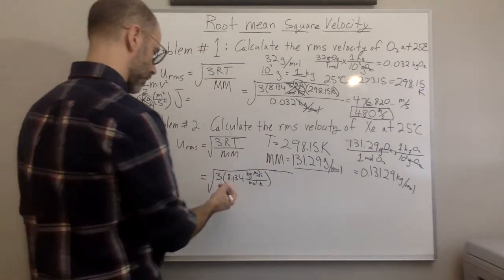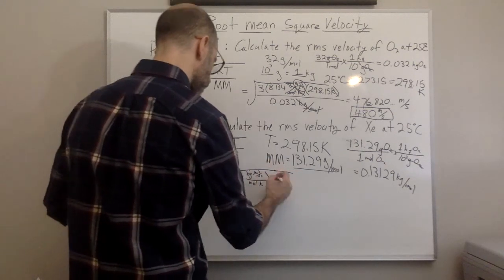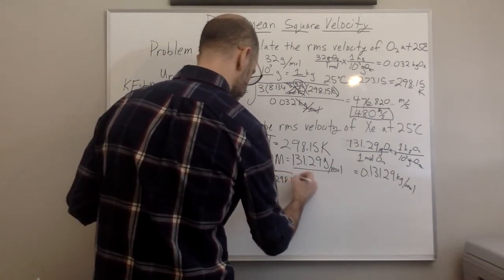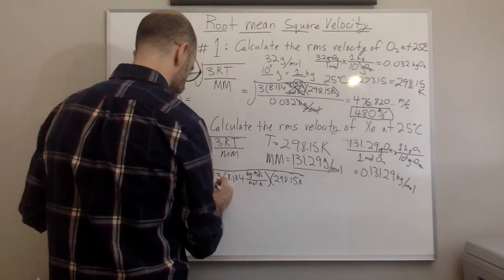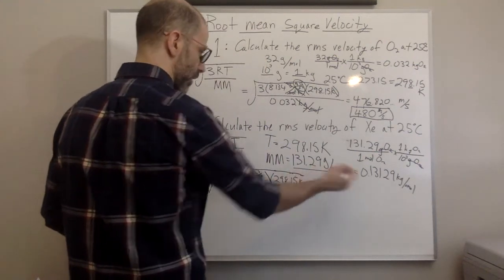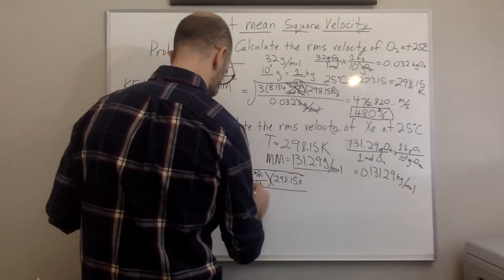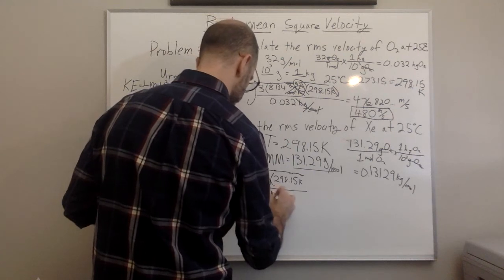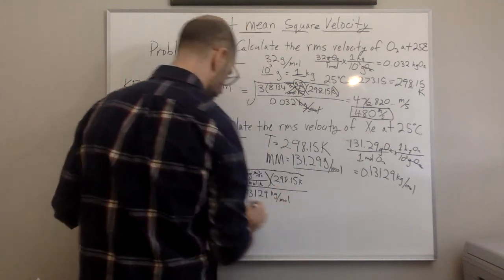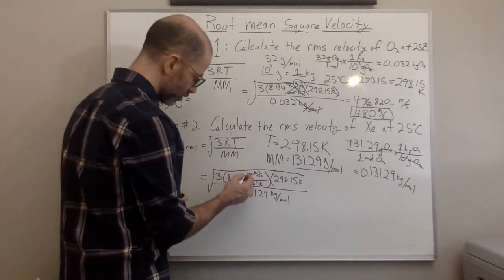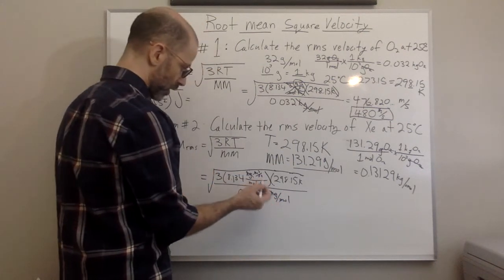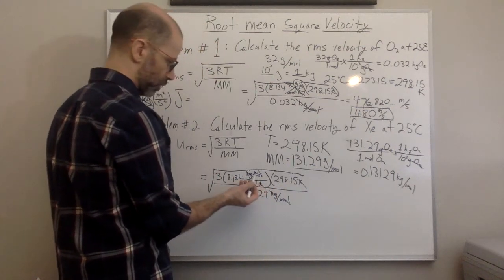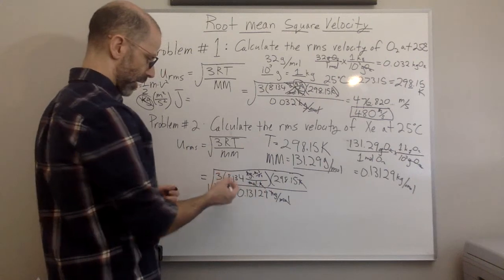Okay? And then that's going to be multiplied by the temperature, which is 298.15 Kelvin, divided by the molar mass, which is 0.13129 kilograms per mole. And now, once again, kilograms cancels out. Moles are going to cancel out, and Kelvin cancels out. We're left with meters squared over seconds squared, and then that's going to be square rooted.